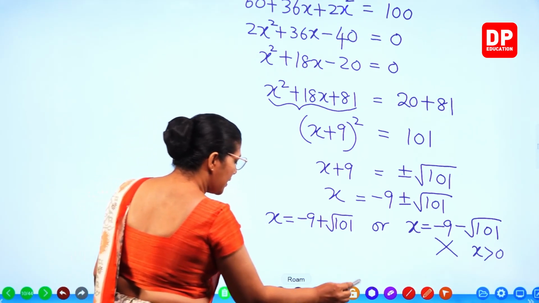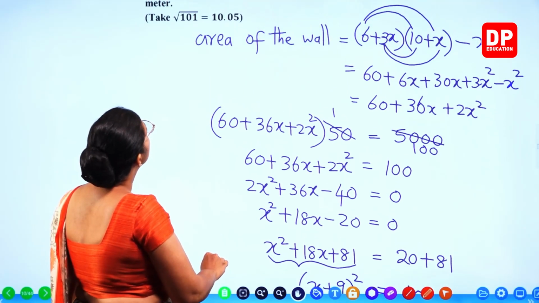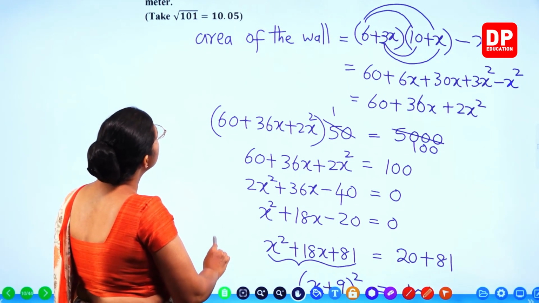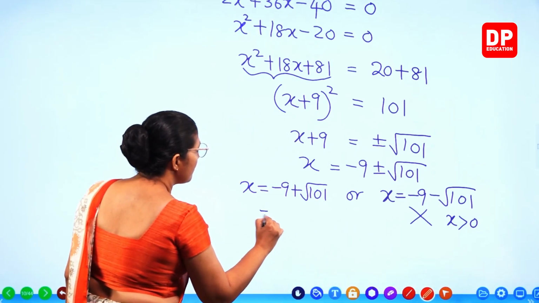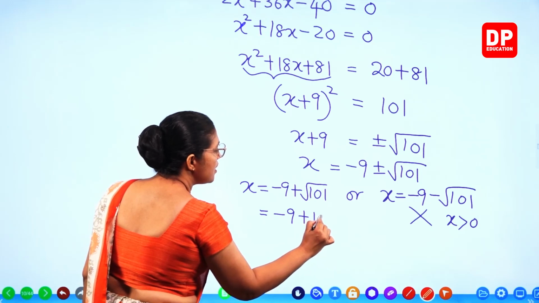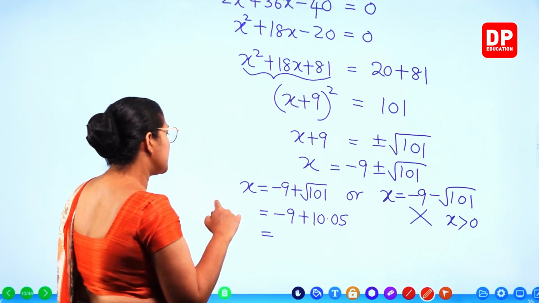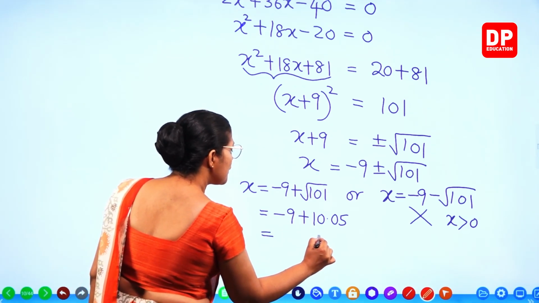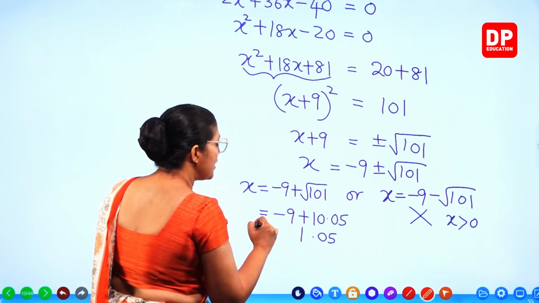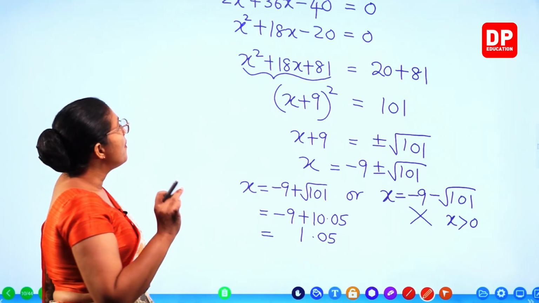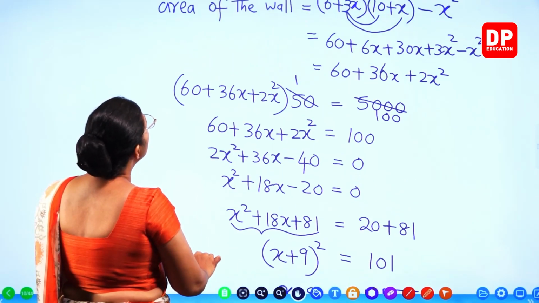So they have given the root 101 value. You can take it as 10.05. So what's the x value? Subtract 9. So 0.05 and 1.05 is the x value. But what do they want? The length of the wall.